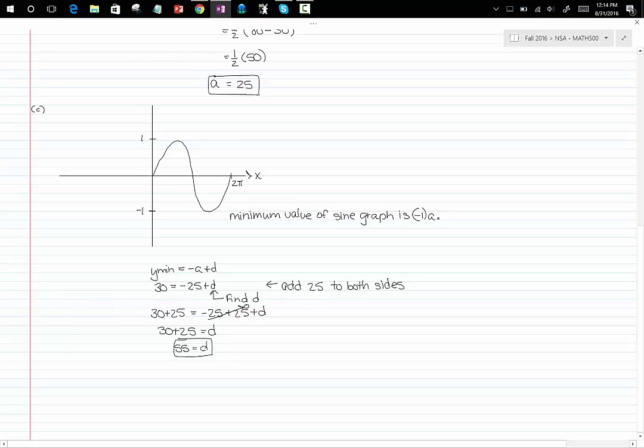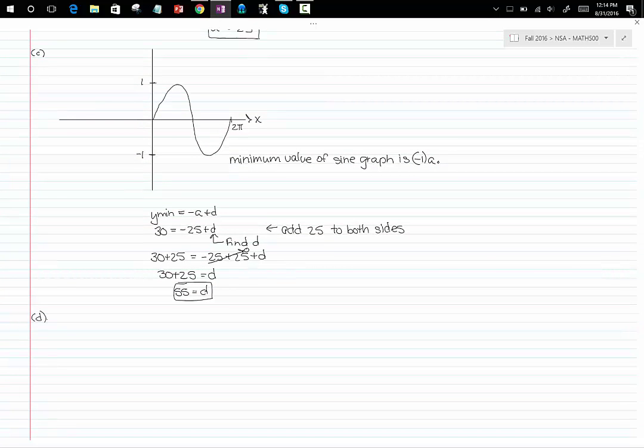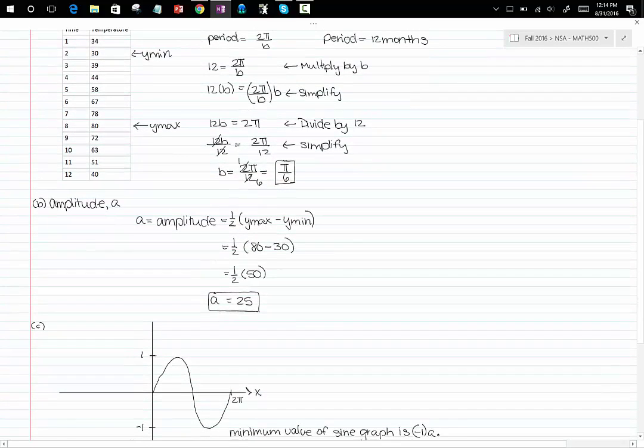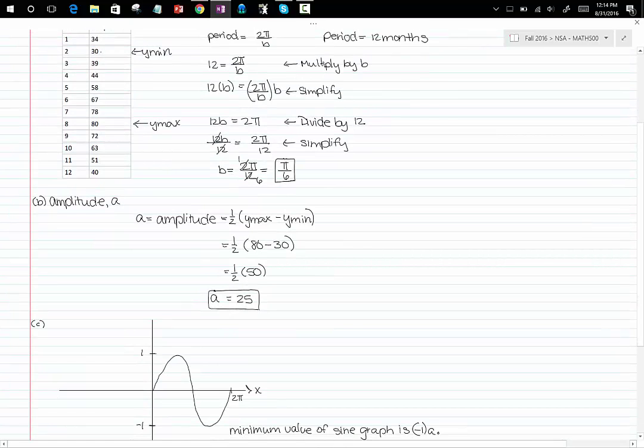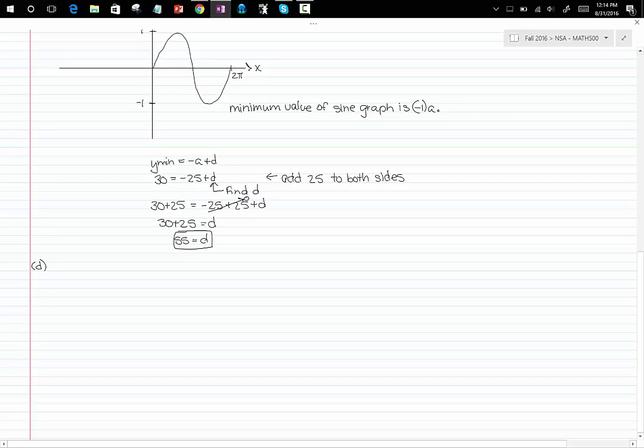Now our final part, part D, is asking us to find c first. And then once we find c, we take all the things that we found in this video and plug them all together into our original equation for y. So according to the table that we were given, the minimum value of y occurs when t is equal to 2. And let me show you in the table. When t is equal to 2, y min exists at 30. And when t is equal to 8, y max exists at 80 degrees. So we take that information and plug it into here to find c.